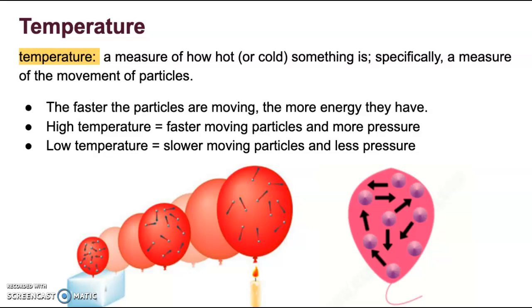An object that has a low temperature has slower moving particles. Picture that same bouncy house, but now instead of jumping, the kids are just walking. There's less pressure on the sides of that bouncy castle, right? Less pressure, low temperature.